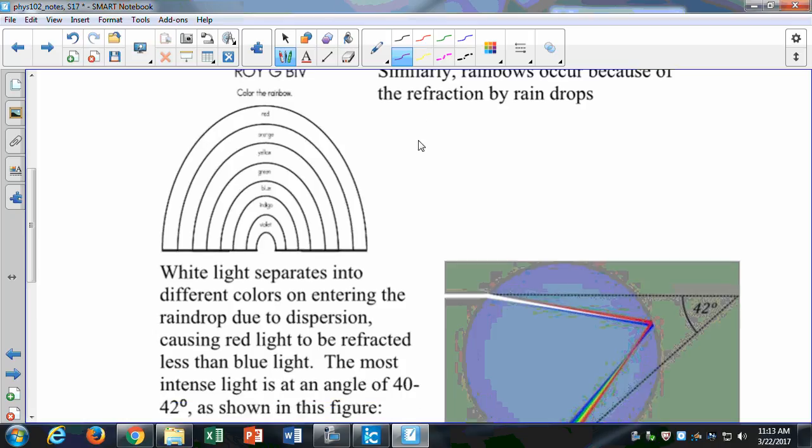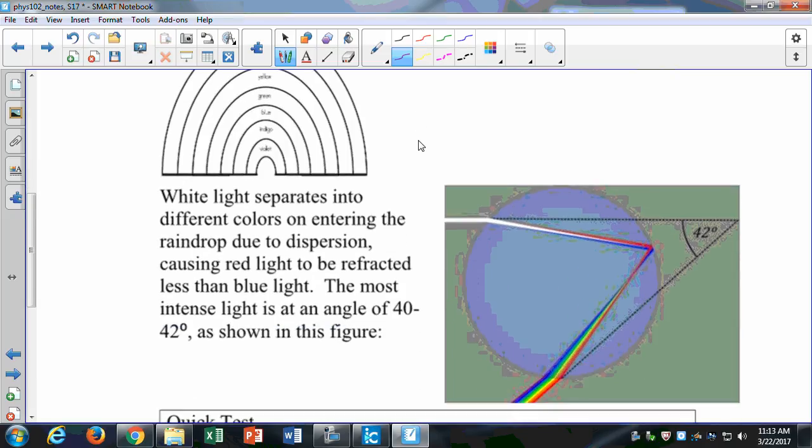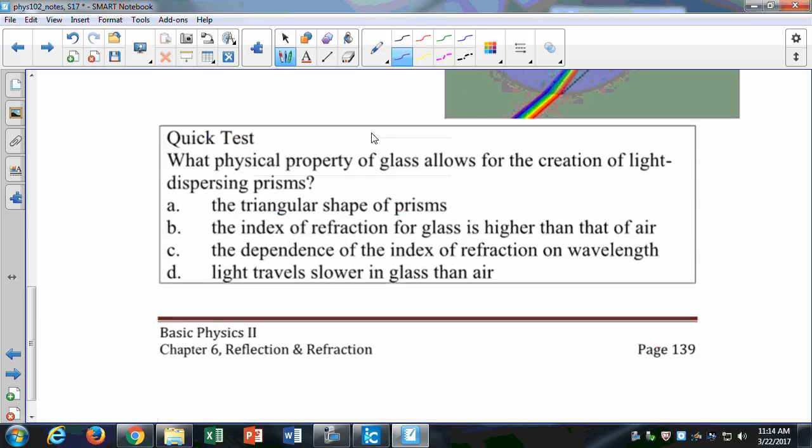Okay, rainbows do a similar thing. Light enters into a raindrop, and it bounces around in the raindrop, but because of the wavelength dependence of the index of refraction, it separates out into its colors. And that's how you get rainbows. I have a video here about rainbows.